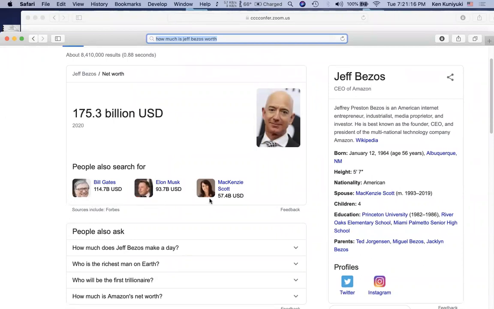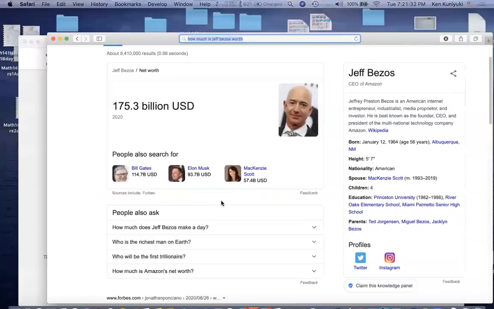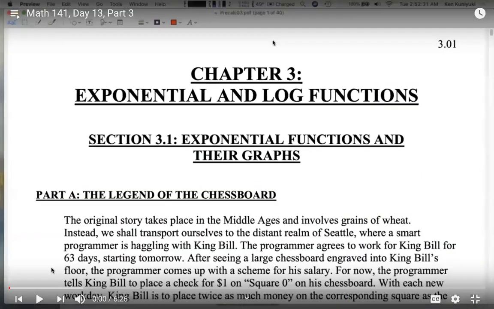Elon Musk. You know who Mackenzie Scott is? Do you know who Mackenzie Scott is? She used to be married to Bezos. She's number 4 because she was married to Bezos. Then, he cheated on her and she got that divorce money. Okay, but hey, 57 billion. Yeah. Anyway, let's go on.